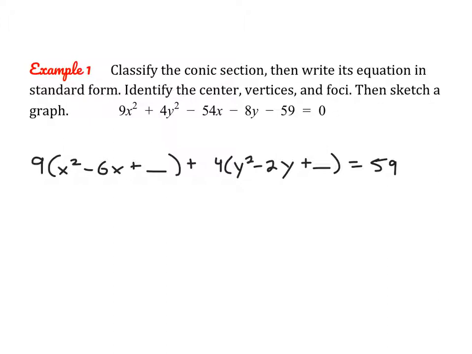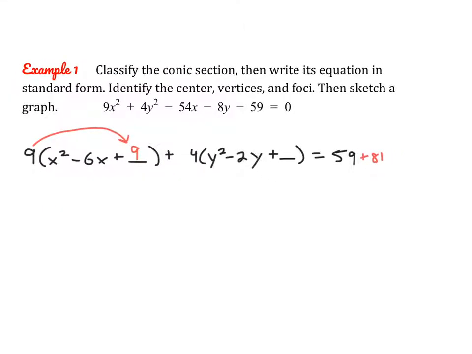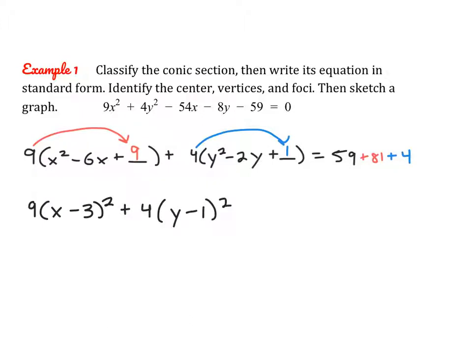Now from here, I can see that for my x trinomial, the number that completes that square is b over 2 squared, which is 9. But I'm actually adding 81 to both sides. And then I can see that for my y term, the number that completes that square is a 1, but I'm actually adding 4 to each side. All right, so now I'm ready to factor my trinomials. So I'll have x minus 3 squared plus 4 times y minus 1 squared equals 144.